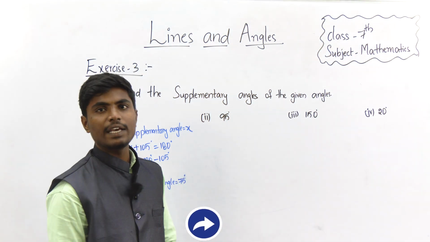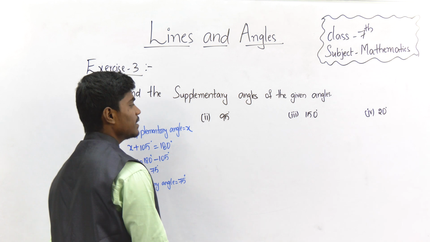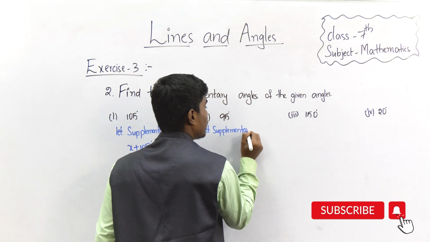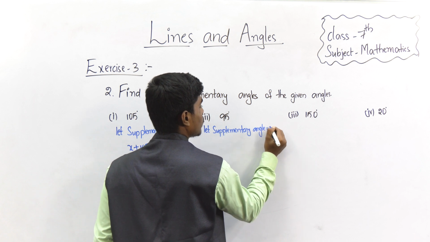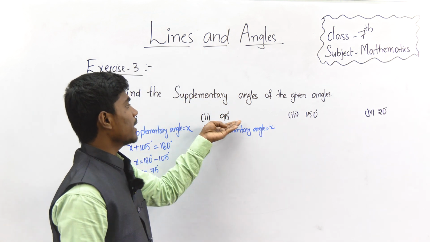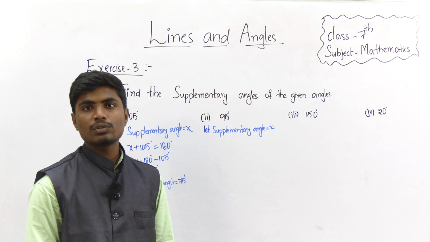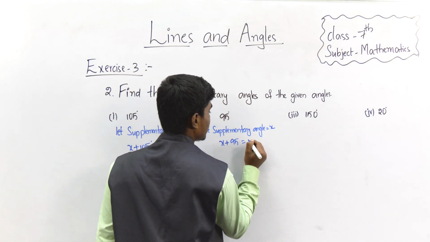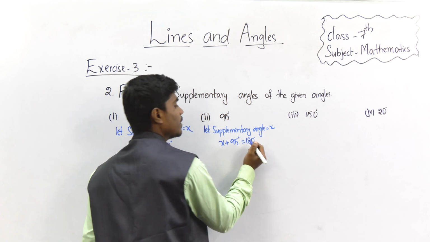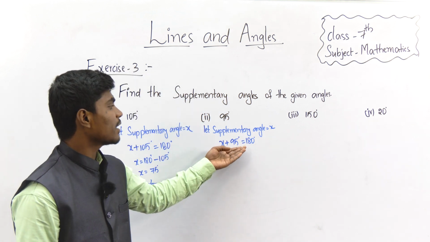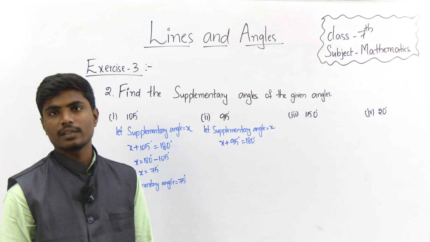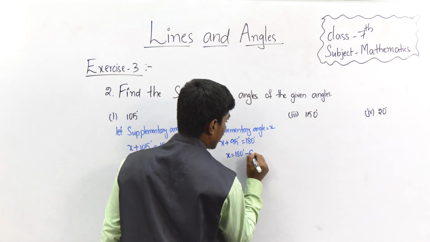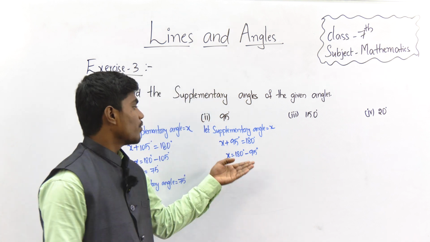The angle given is 95. Let the supplementary angle be x. So x plus 95 should be equal to 180 degrees. Okay, we take 95 to the right side. So x is equal to 180 degrees minus 95 degrees.